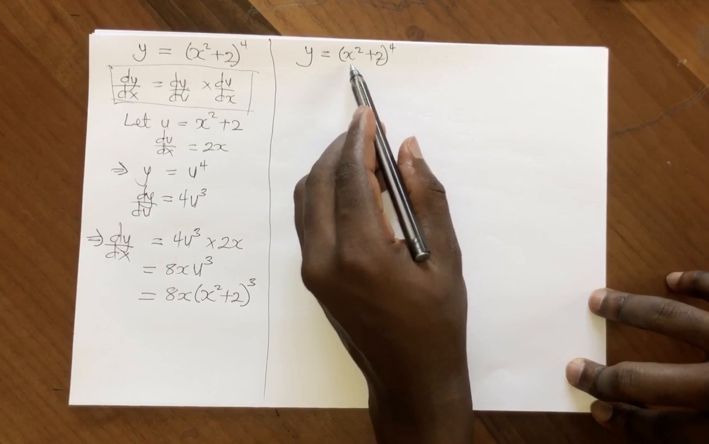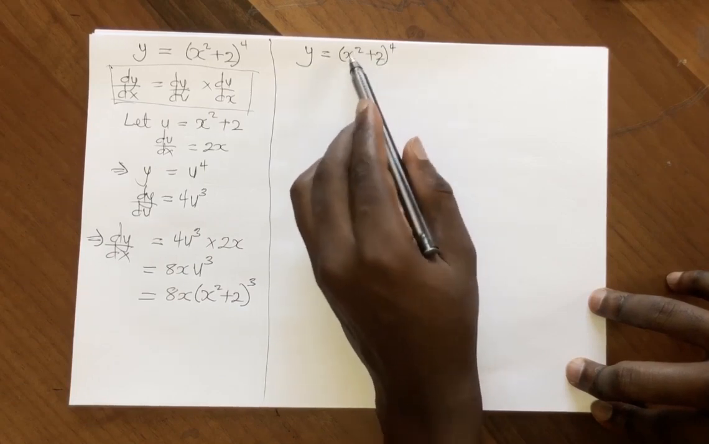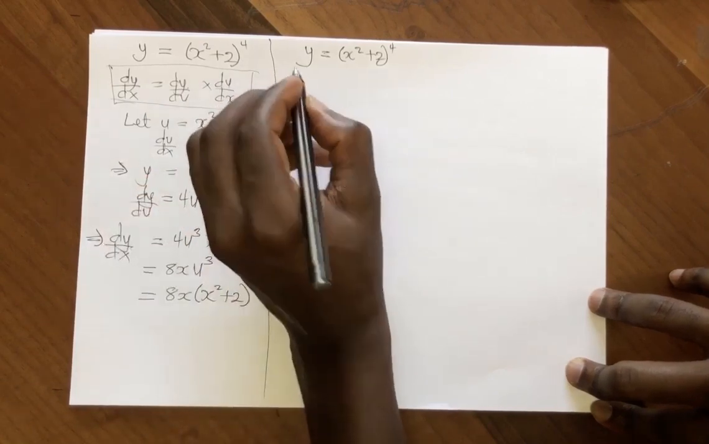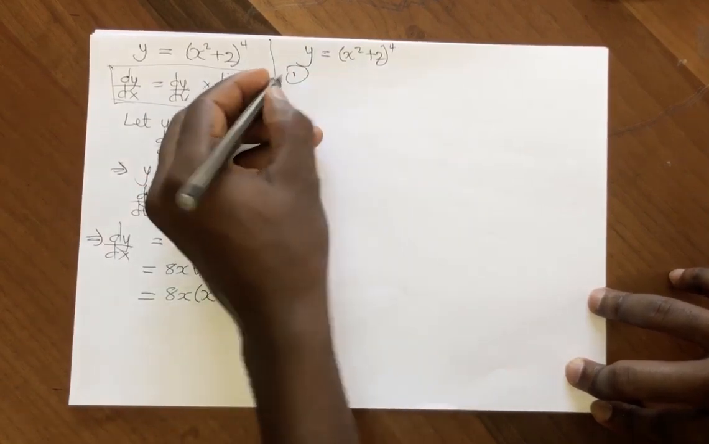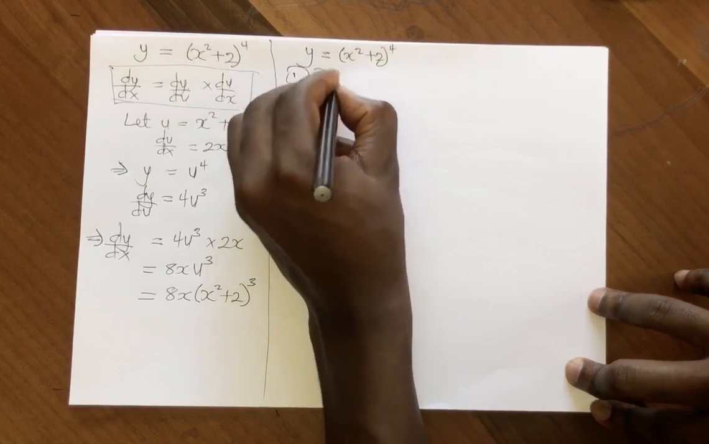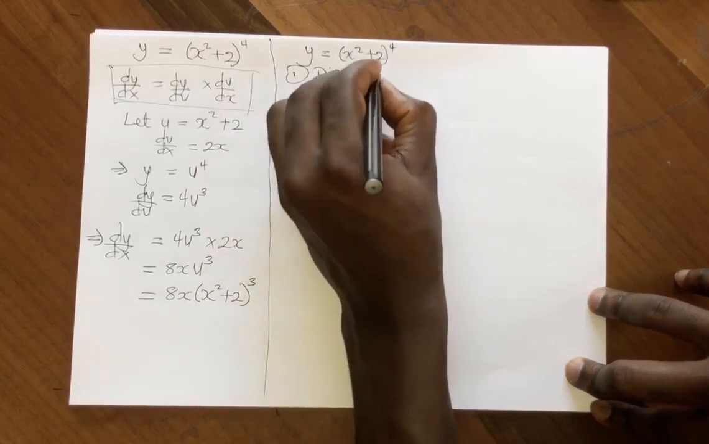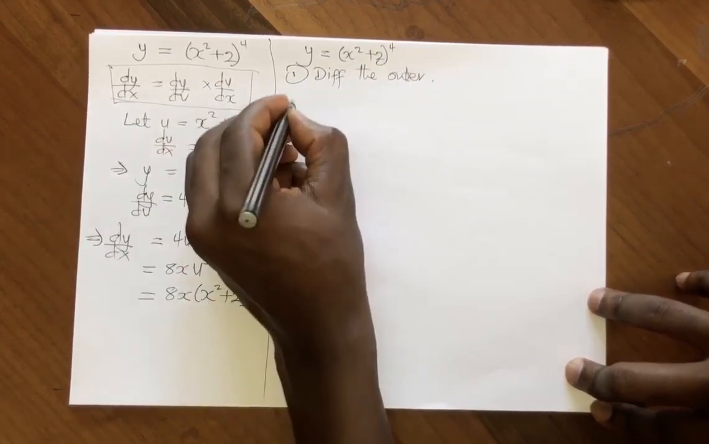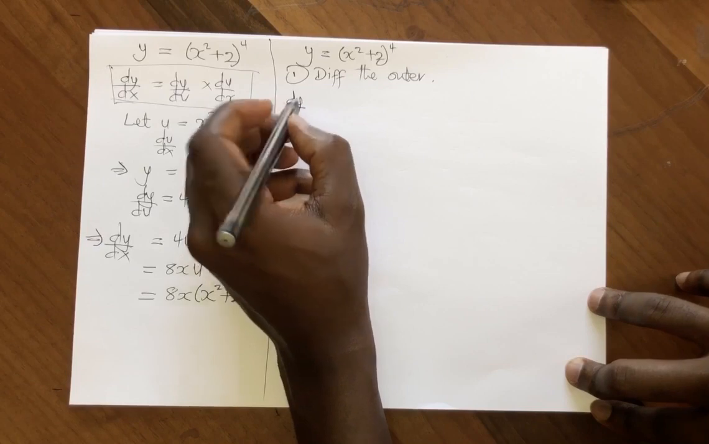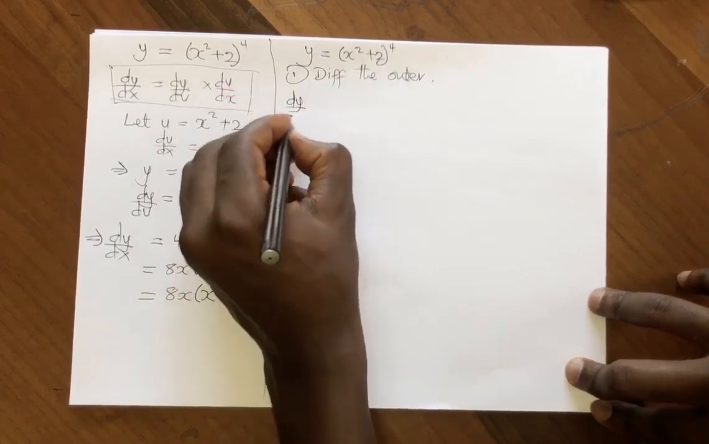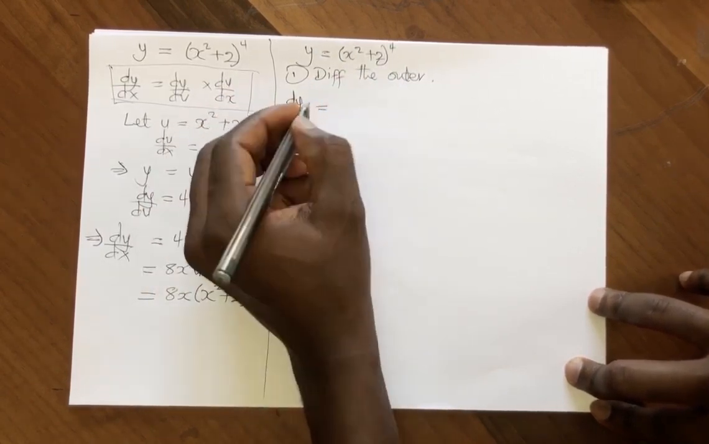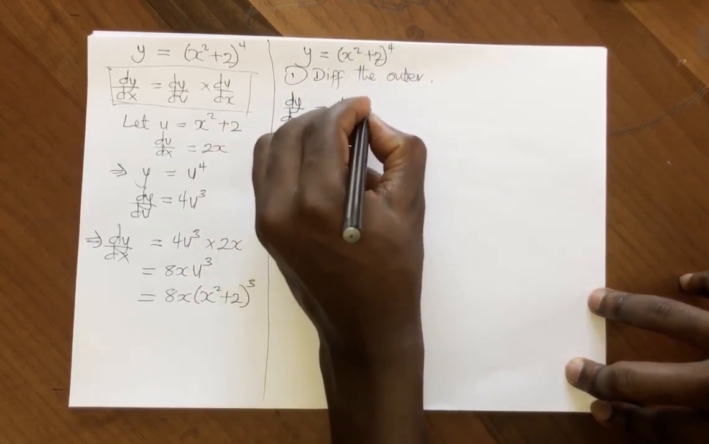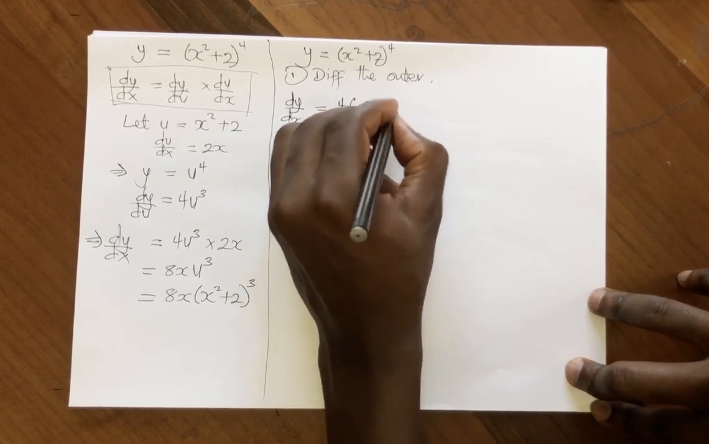So this is the inner bracket, okay? And the entire thing is called the outer bracket, okay? So let's first differentiate the outer, okay? So that's what we will do. When we differentiate the outer, it is with respect to x. So we have dy/dx. That would mean that the 4 will come here. So we have 4 into bracket x squared plus 2.